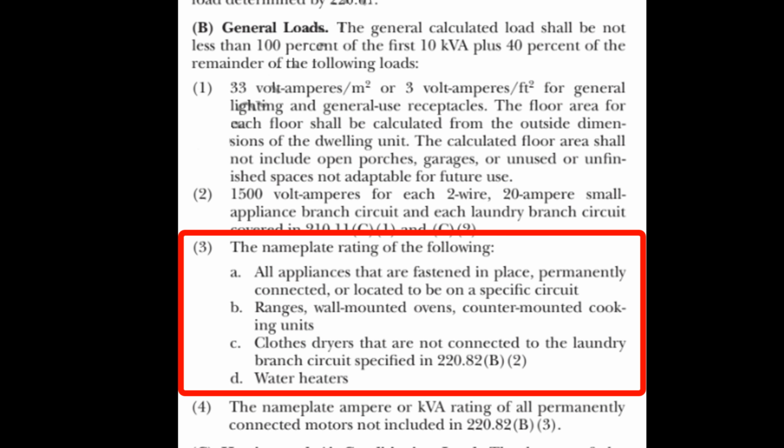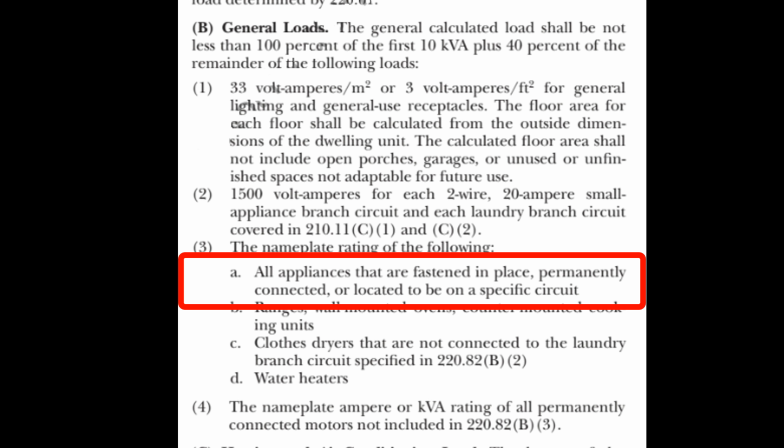3. The nameplate rating of the following, A through D. A. All appliances that are fastened in place, permanently connected, or located to be on a specific circuit. For example, a dishwasher is fastened in place, but a toaster isn't. If you have a specific circuit for a microwave, you'd include that. I think you should anyway.